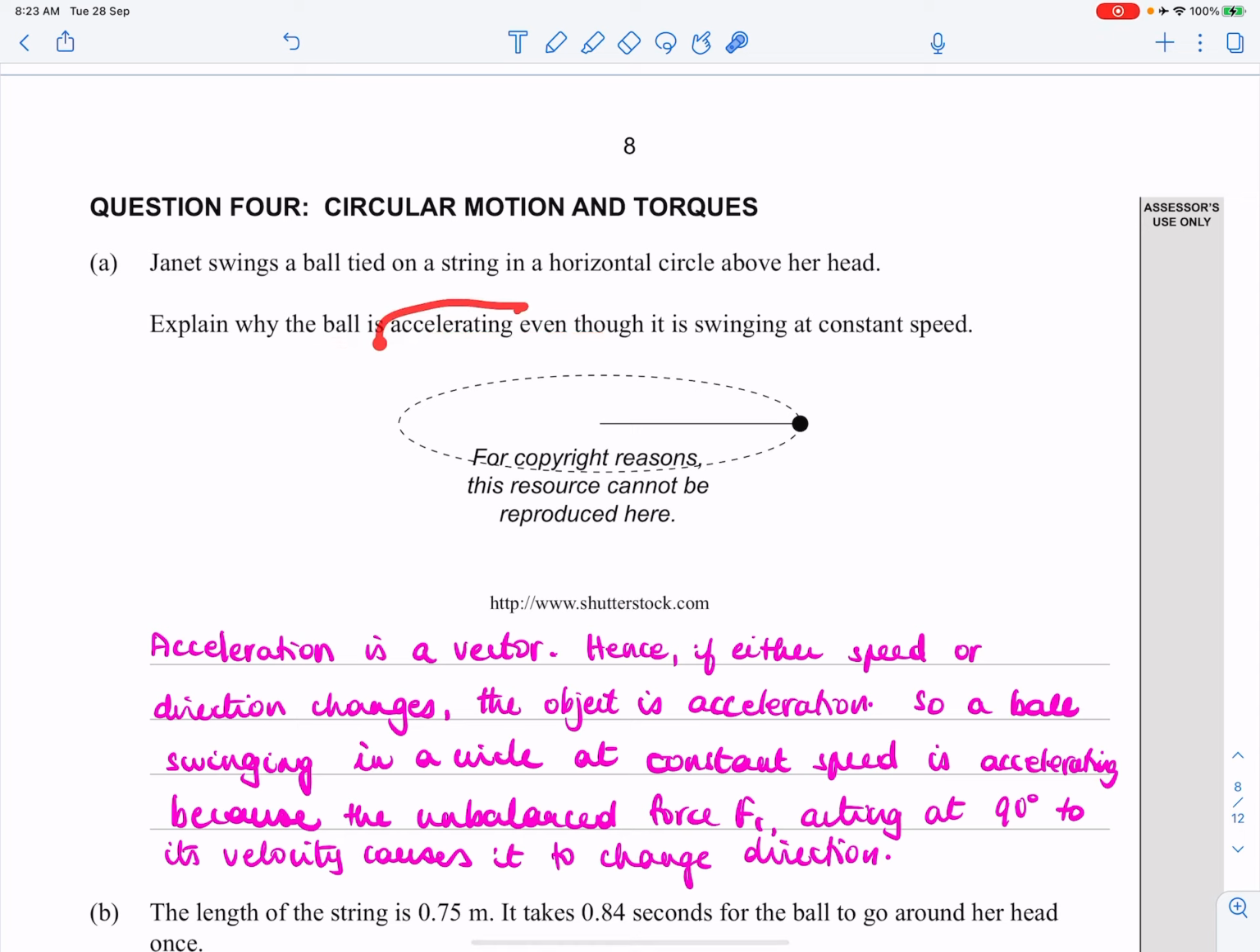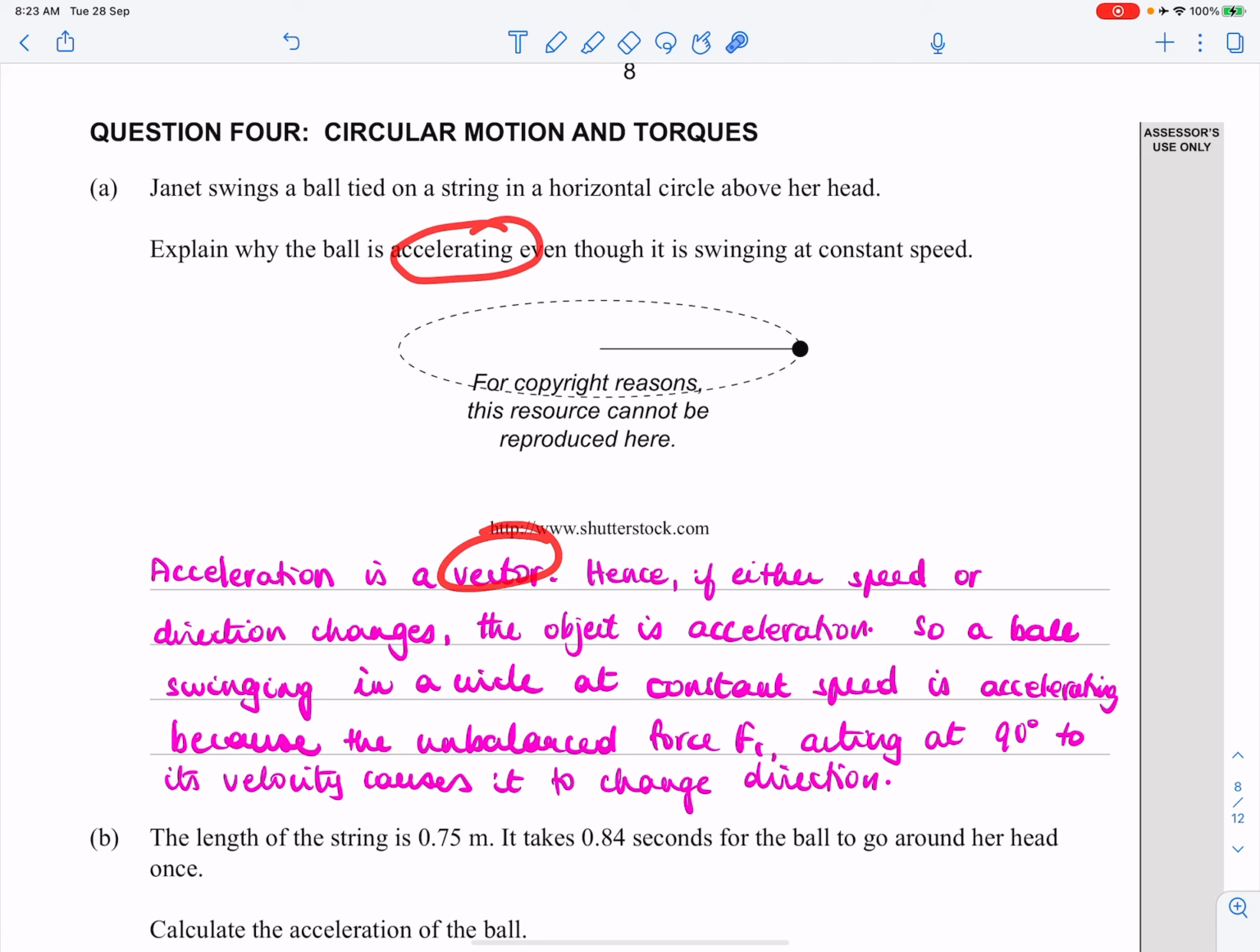Okay, so here's the thing. You might think, how can something accelerate if it's going at constant speed? Because you probably learned that it's only changing speed that causes acceleration. Now, what we need to remember is that acceleration is a vector. So if either the speed or the direction changes, then the object is accelerating.